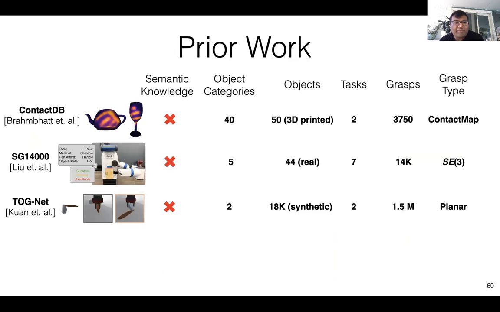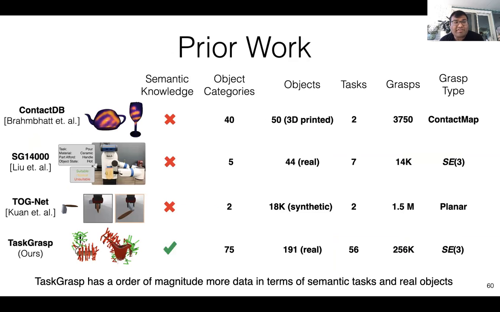Now, I think it's worth pointing out that there has been some past work on this task-oriented grasping or semantic grasping, and we are looking at both. So, for example, ContactDB looks at semantic grasping, like how do humans prototypically grasp objects and so on. So this is mostly for prototypical grasps. On the other hand, SG14000 is a dataset which looks at more task-oriented grasping. TOG-Net looks at more synthetic data for grasping at a larger scale and so on.